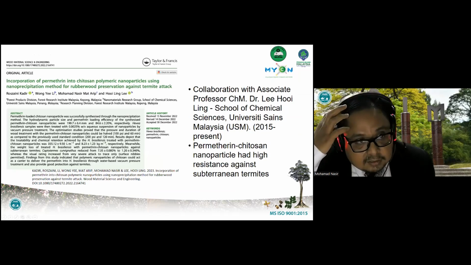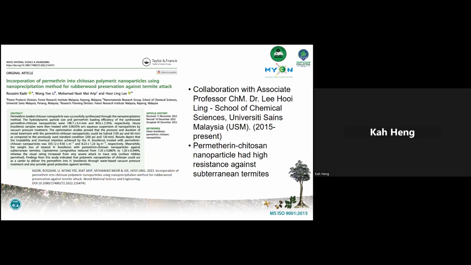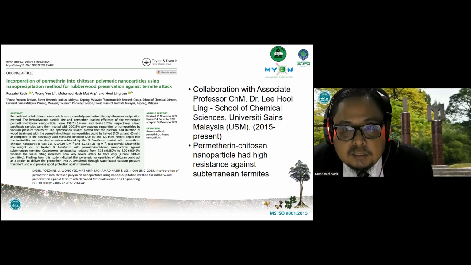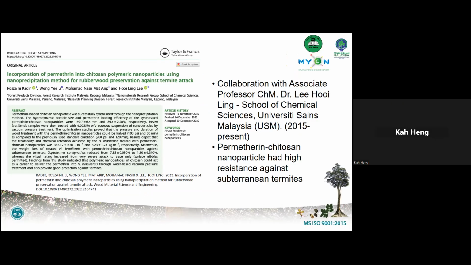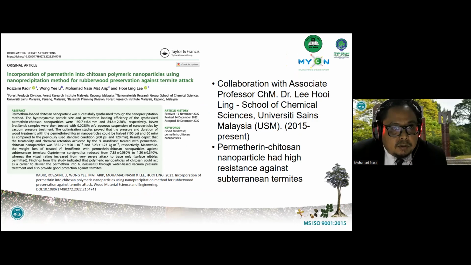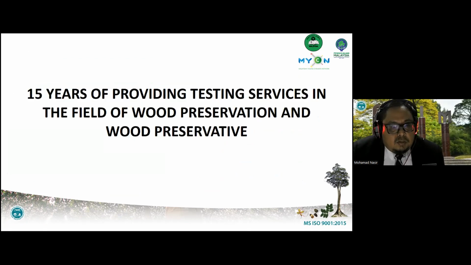So this one is the recent work by us, just published in 2023, also in collaboration with Associate Professor Dr. ... and we incorporate the permethrin into chitosan polymeric nanoparticles using the nanoprecipitation method. For rubberwood preservation, it shows that the permethrin chitosan nanoparticle has a high resistance against subterranean termites. So I'm going to my other side of my job description.